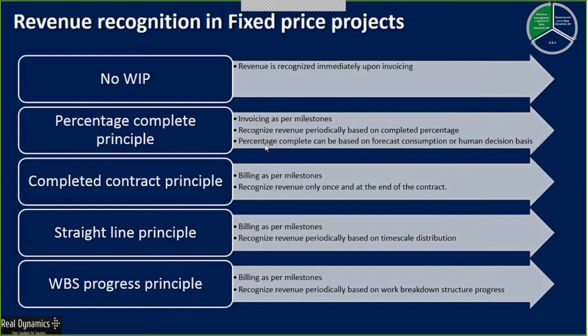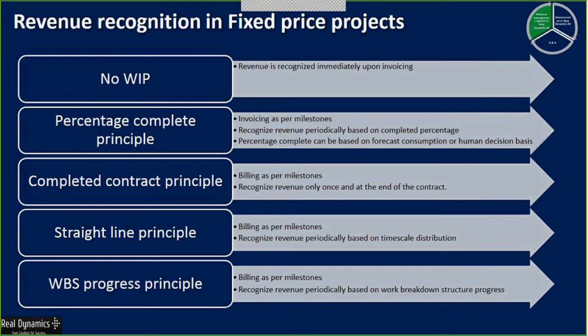The second approach is, in case you don't want the system to give you a calculated percentage completion, then it can be suggested by a human being. Provide that into the system and use that percentage factor to recognize revenue. So in this case, if you say X percent, it will be X percent of your total that will be recognized at that particular period. This is among the most frequently and commonly used principles.